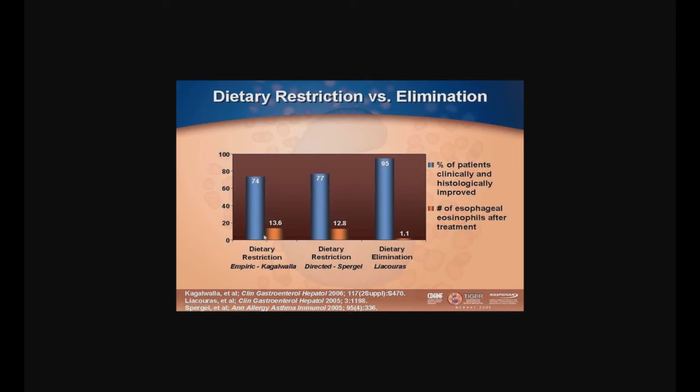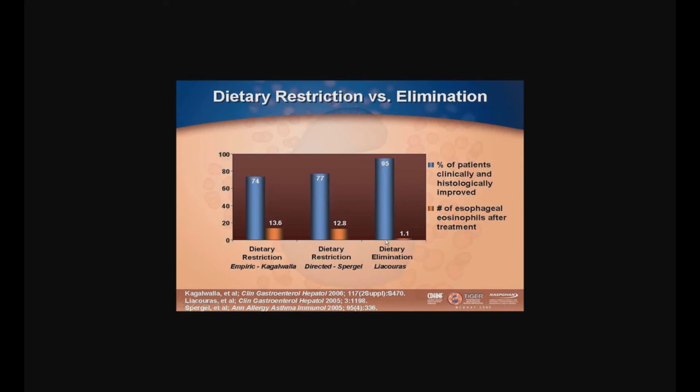And if you looked at the number of eosinophils that were still in the esophagus, 13.6 in the group on the restricted, the 6-food elimination diet, 12.8 in the targeted diet, and 1.1 again on the elemental formula, because again you've removed all food allergens. That's why this is the most successful.